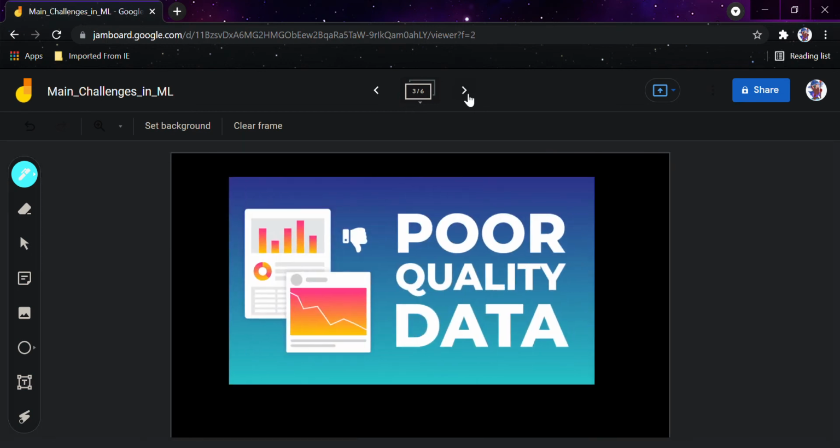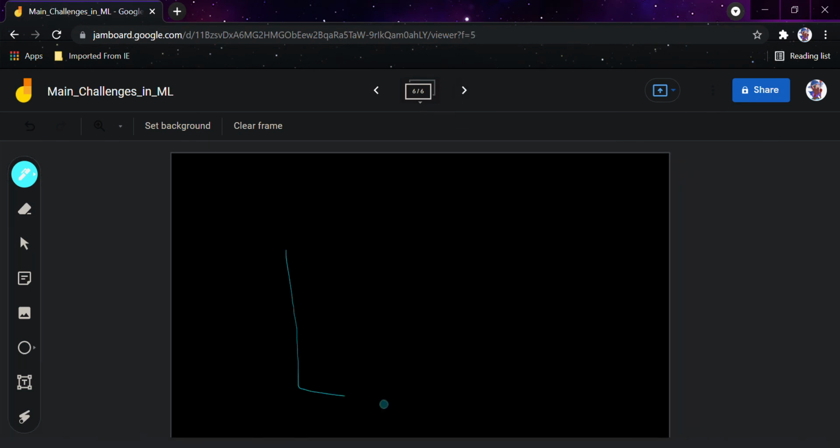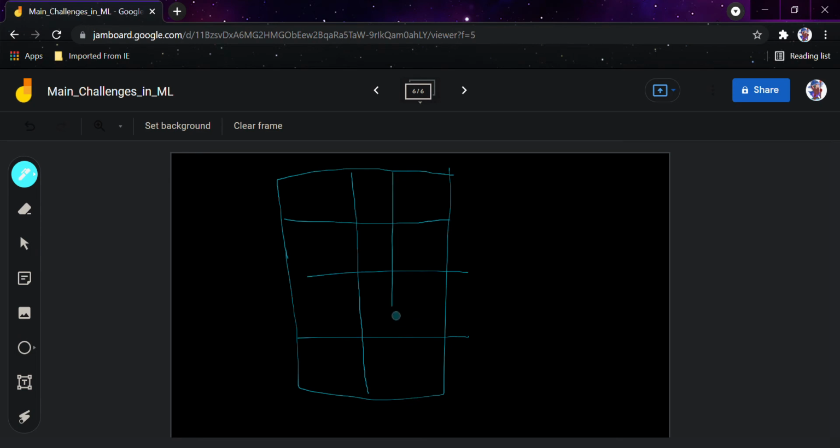Now coming to the next part, that is poor quality data. Suppose your whole data is full of errors, outliers and noise, it will make it harder for the system to detect the underlying patterns. Now suppose this is your data and this is the prediction you want to make, and these are the two features. Person A has these two features, B has these two features, C has this, and D has these.